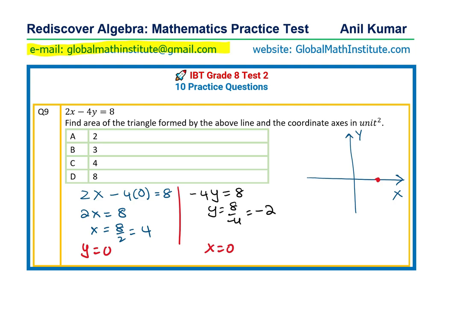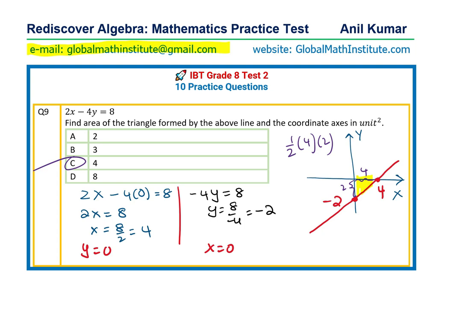So we get this point here, and when we connect these, we get the line. This is minus 2 for us, and that is 4 for us. And you see the area of the triangle. This triangle we are interested in. Area is half base times height, and this base is 4 and this height is 2. So it is half of 4 times 2, so 4 is the answer. We get C as our answer for this particular question. You see that? That is how this question should be solved.